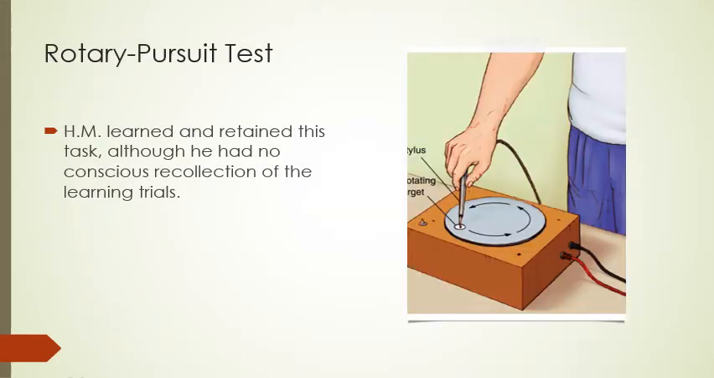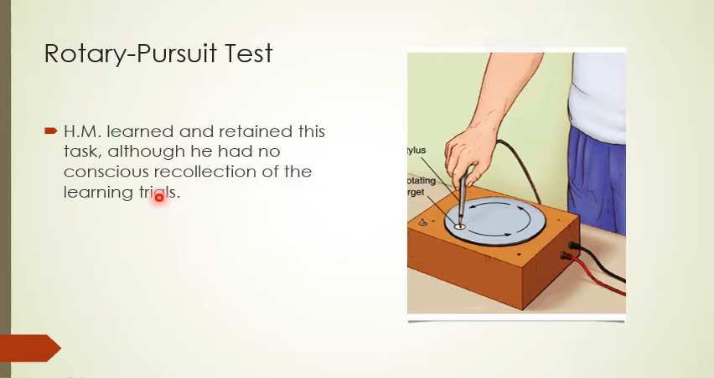Another test is the rotary pursuit test. Okay, so in this picture again, so this is HM. This is a rotating disc and this is the target. So HM's task is to place the stylus on the target, on the rotating target, and follow it while the disc rotates. Okay. So HM learned and retained this task, although he had no conscious recollection of the learning trials.